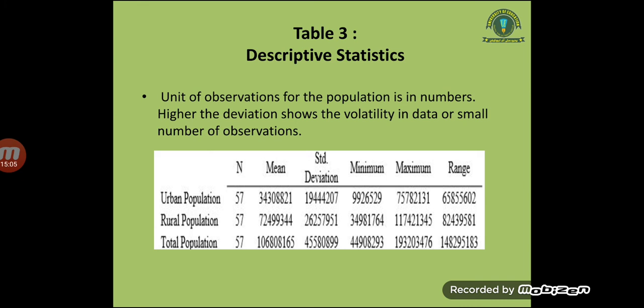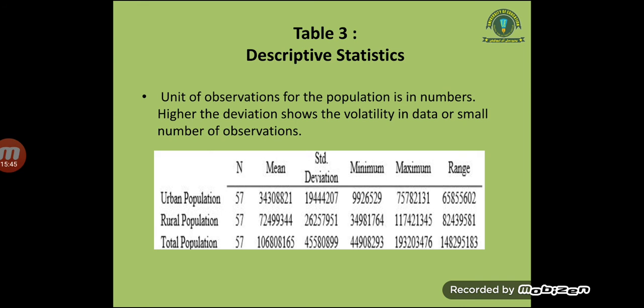range is 25855602. If we see the rural population, 57 observations, mean 72499344. Standard deviation is 26, 25, 79, 51. Minimum is 3 crore 49 lakh 81,764. Maximum 11 crore 74 lakh 21,345.